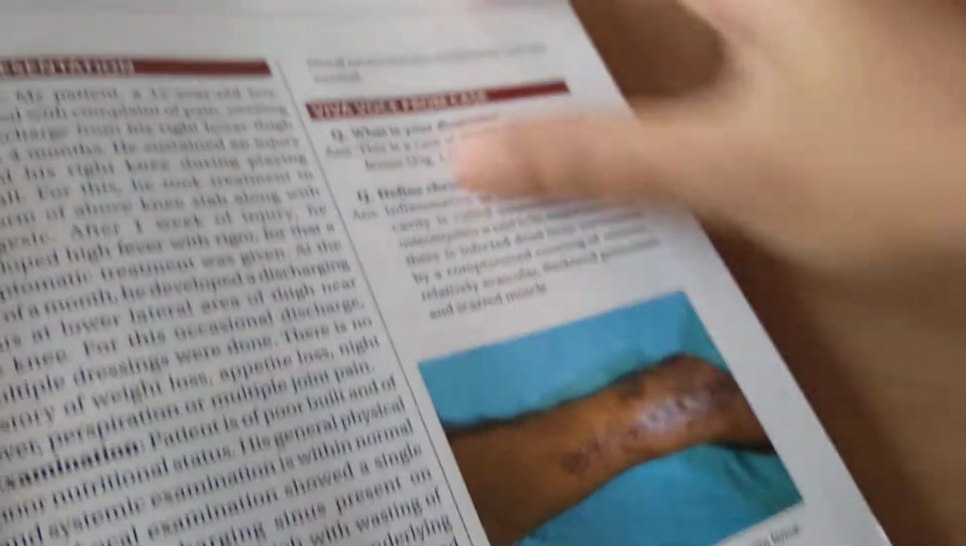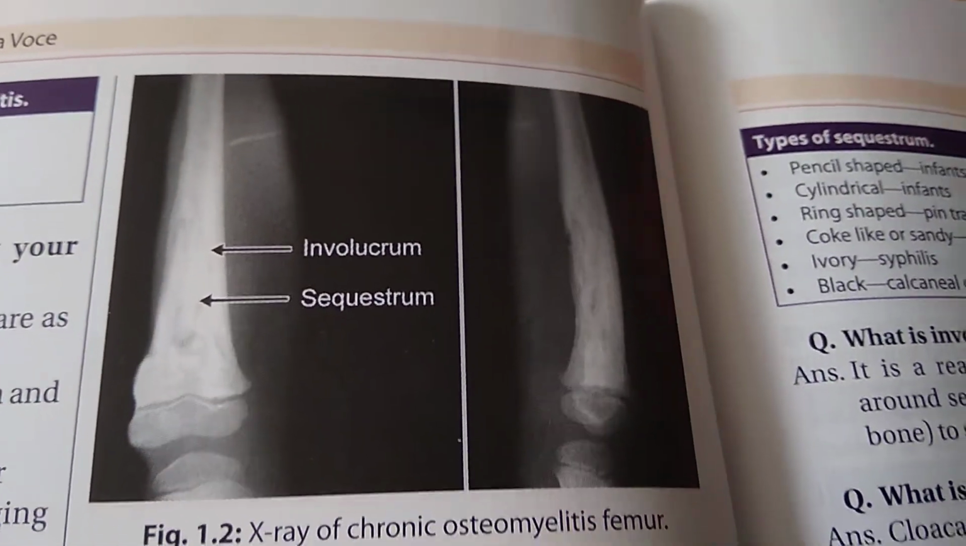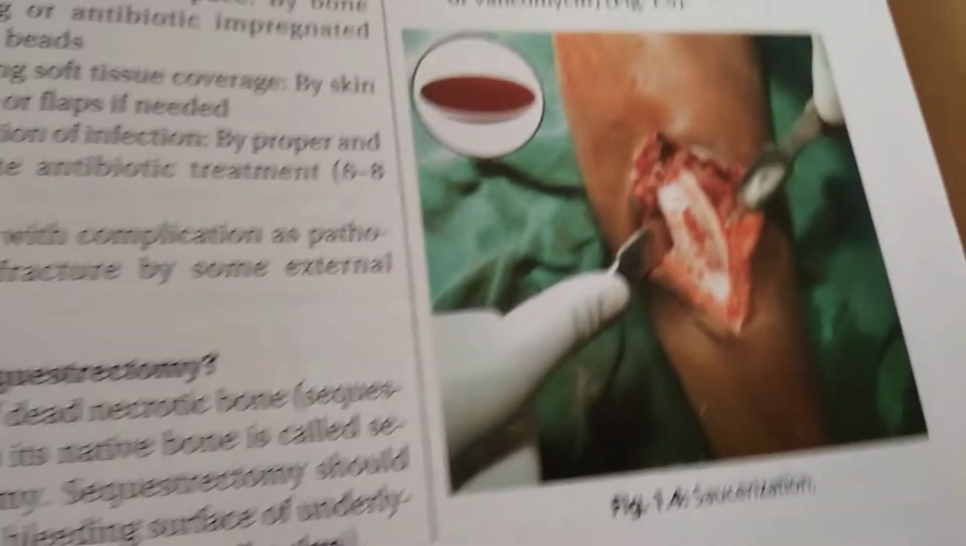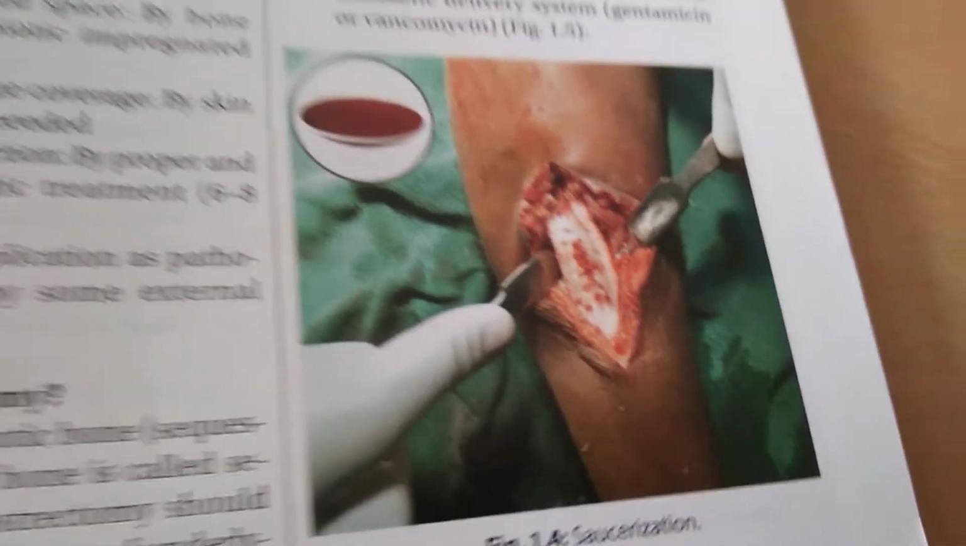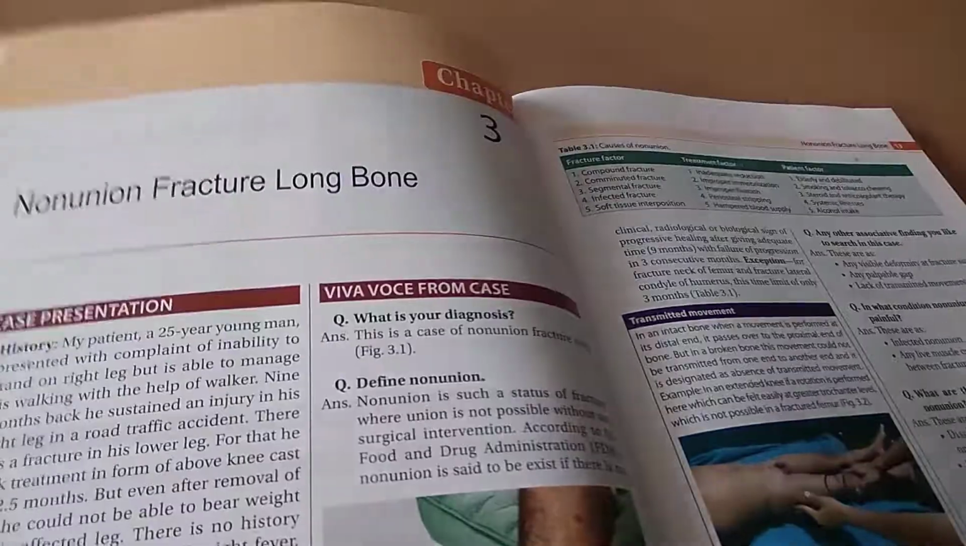So let's look at these. Osteomyelitis. For each case, they have actually given a lot of images and even the viva questions. This is all about osteomyelitis. Myelitis is infection, isn't it? So here you can see that they have shown you the sequestrum, which has a rough surface and smooth surface. Right, and in the X-ray you can see sequestrum, which will be the black part, right, and around it you'll have the involucrum. Okay, then they are doing some saucerization for the osteomyelitis. I kind of really liked this book, guys. Lot of tables, images, viva questions.